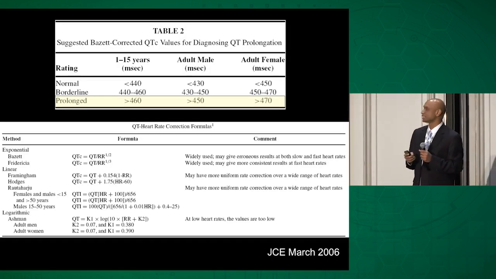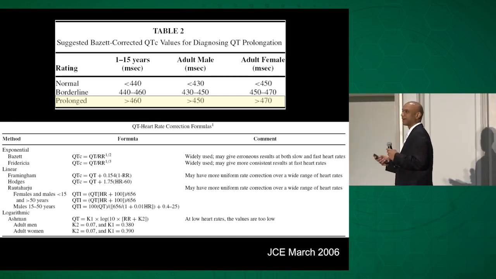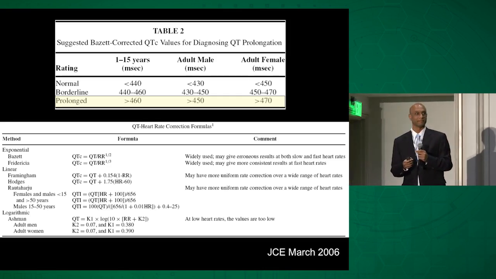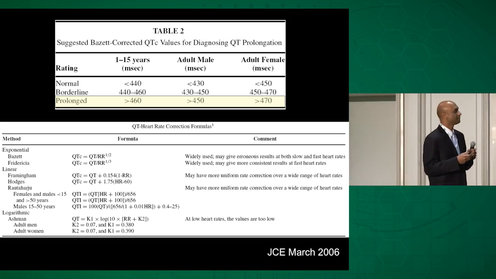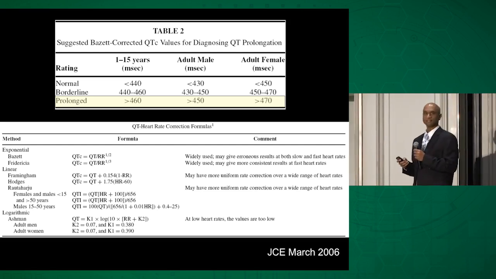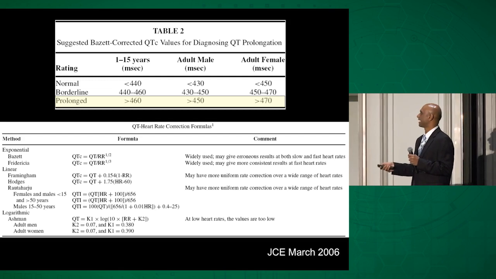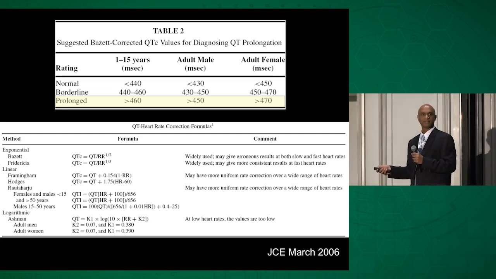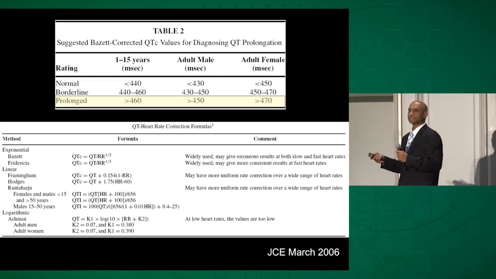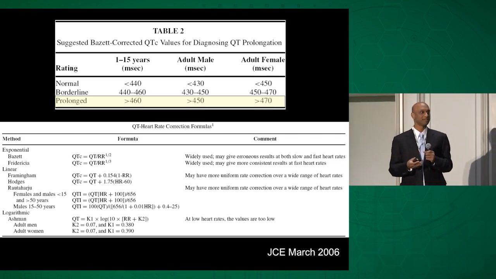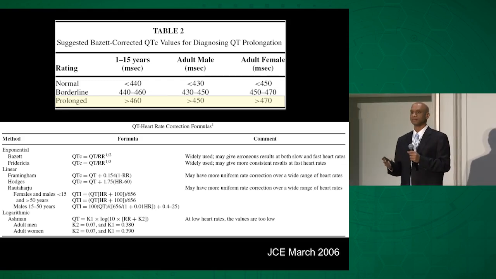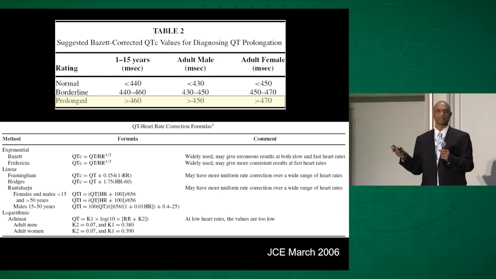So to answer these questions, we first have to know what is a prolonged QT interval. As you know, the limits of normal QT interval vary with age and gender, and the normal values are shown here. A general rule of thumb is when the QT interval is less than 440, it is probably normal. More than 480, probably prolonged. And between 440 to 480, it depends.